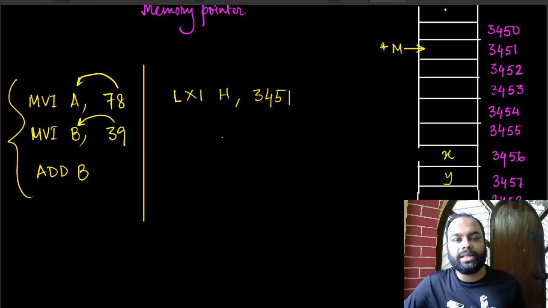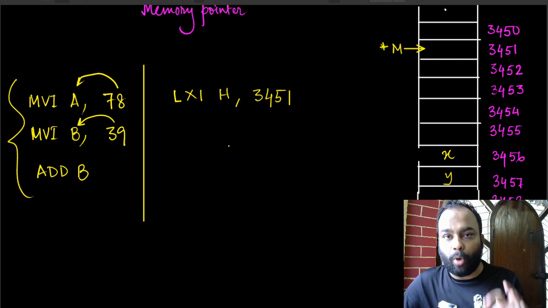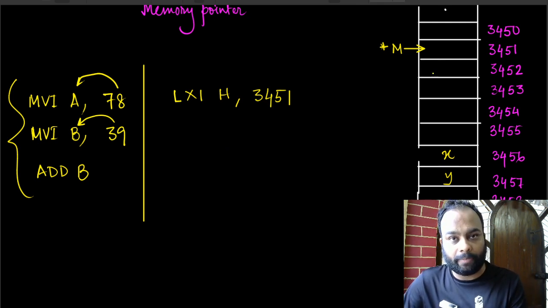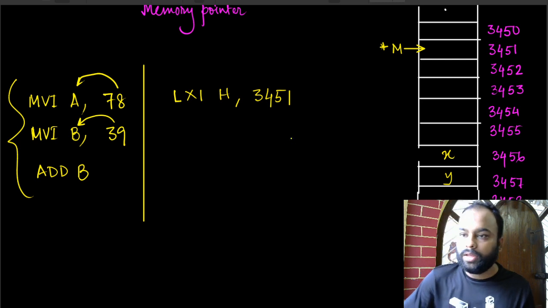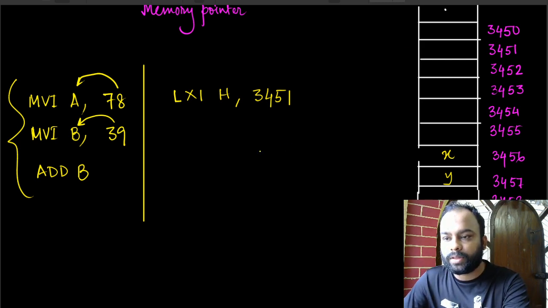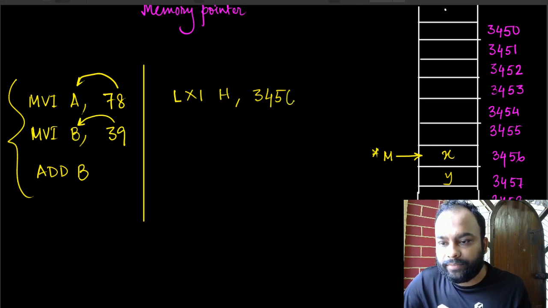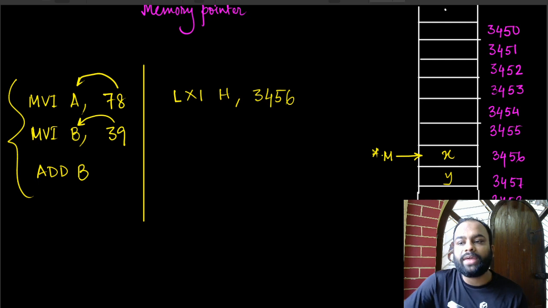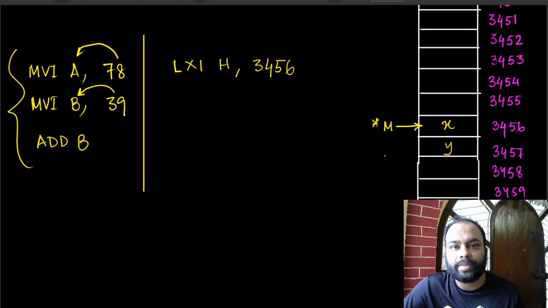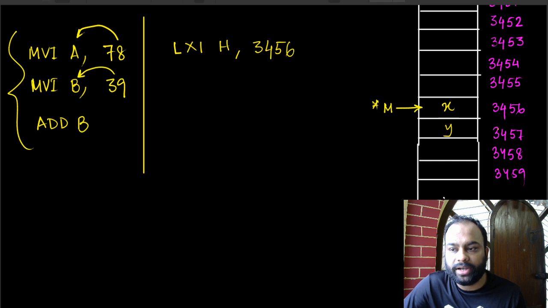We are using the HL register pair as a memory pointer, so that it points to a memory location, and whatever is the content of that memory location is given through the fictitious register M. Got it? So with that said, I have this, right? Whatever is the content of register M, that's basically the data stored in memory location 3456.